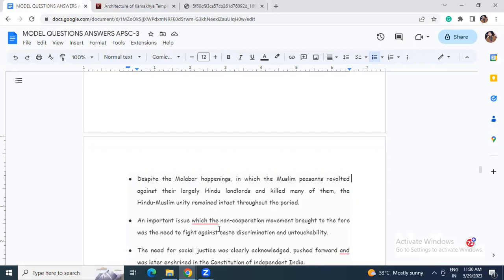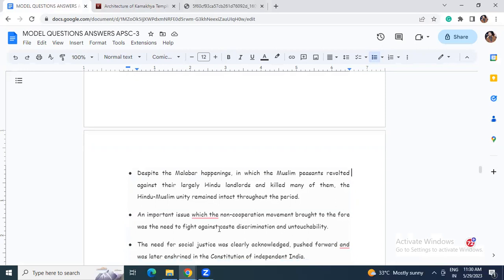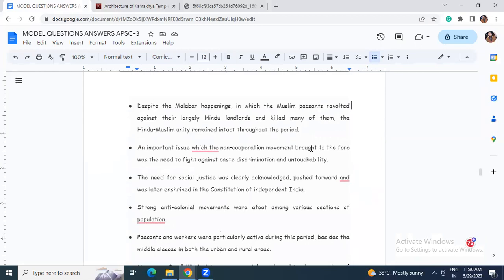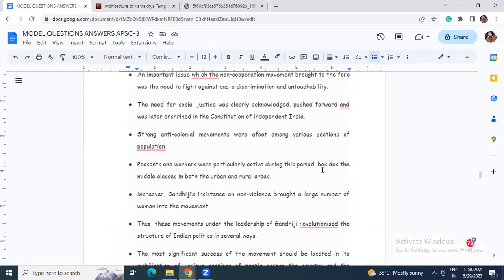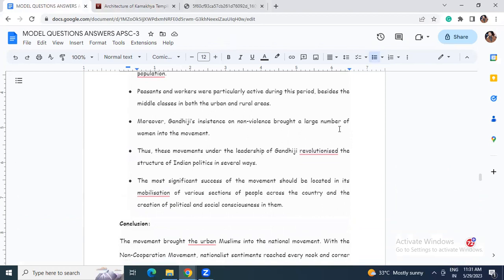হিন্দু মুছলিম ইউনিটি দেখিবলৈ পোৱা যায়। An important issue which the non-cooperation movement brought to the fore was the need to fight against caste discrimination and untouchability. And this is also important. The need for social justice was clearly acknowledged, pushed forward, and later enshrined in the Constitution of Independent India. Strong anti-colonial movements were afoot among various sections of the population. Peasants and workers were particularly active during this period, besides the middle classes in both the urban and rural areas.